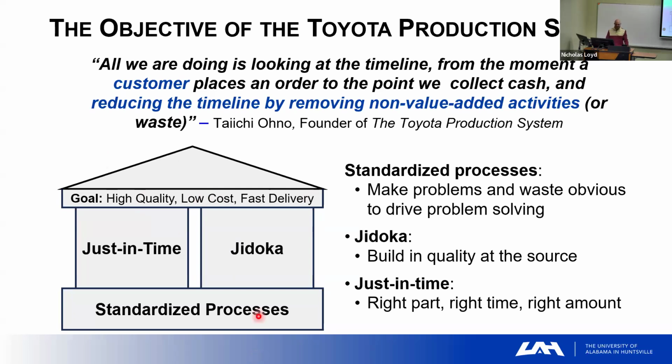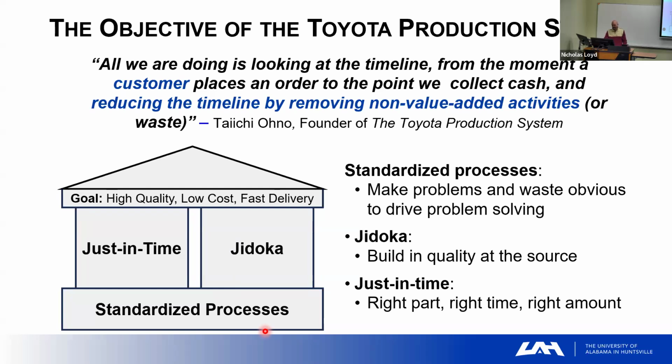We have to start with a foundation and strong walls, strong pillars. So the two pillars are just in time and Jidoka. That's what allows us to achieve the results. But those don't stand strong if we don't have standardized processes. And so that became known, that became the Lean system.